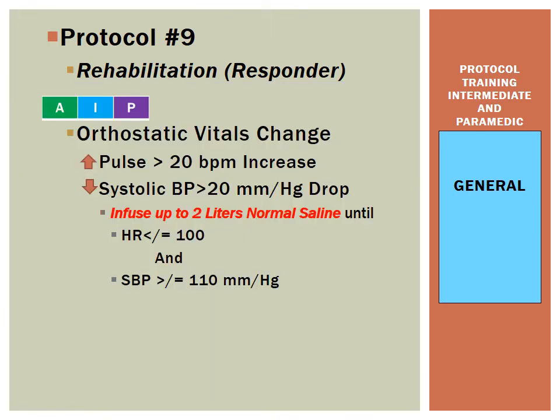Okay, so let's look at orthostatic vital changes. For our advanced through paramedic providers, if we have a pulse increase of 20 beats per minute or a systolic drop of 20 millimeters of mercury in the blood pressure, we want to immediately infuse up to 2 liters normal saline until the heart rate returns to less than or equal to 100 beats a minute, and the systolic blood pressure is greater than or equal to 110 millimeters of mercury.